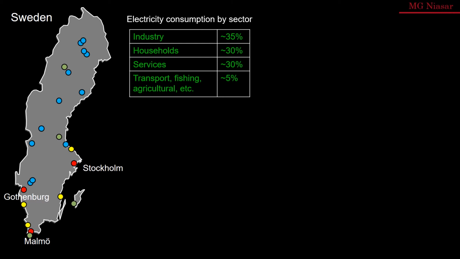One thing that we can notice is that a large consumption site like Stockholm is located tens of kilometers or maybe hundreds of kilometers away from the production site. So we have to transmit electricity over a very large distance. And this is very important in answering the main question of this video.